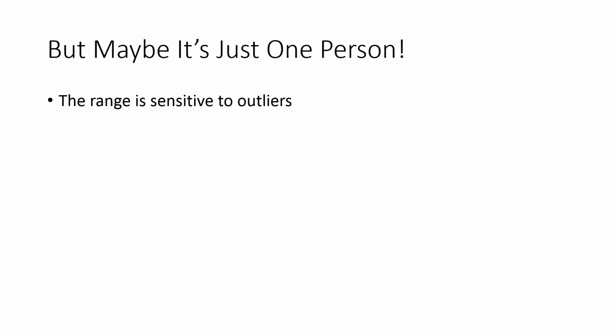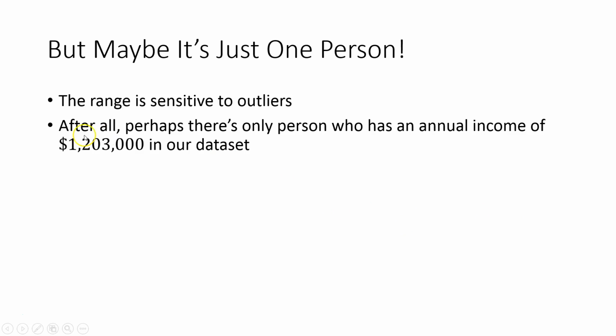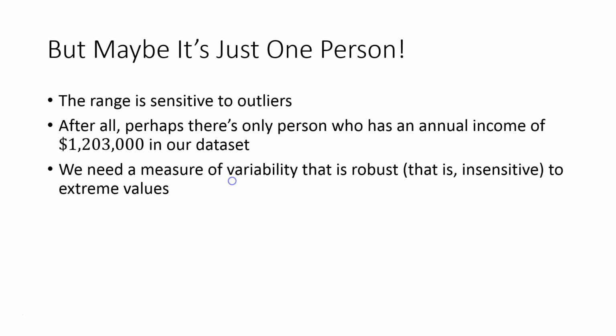And it could be just one person. So the range is sensitive to outliers. After all, perhaps only one person has an annual income of 1.203 in our data set. It's still part of our range, and it's still an outlier, and it's still something we need to deal with. So we need a measure of variability to get around this.